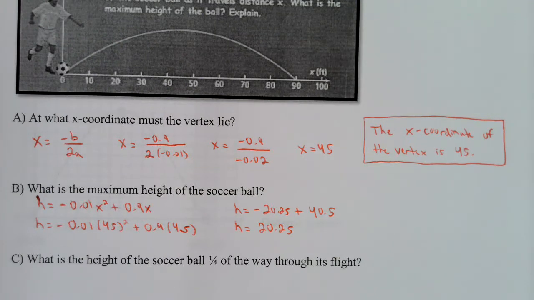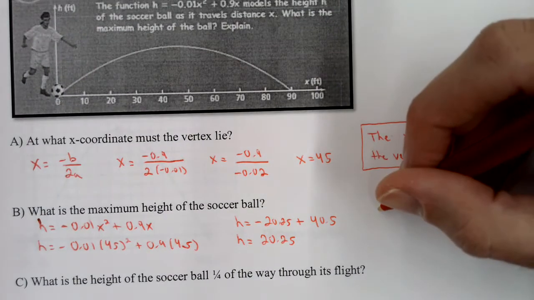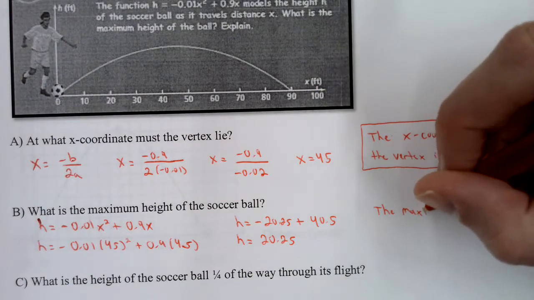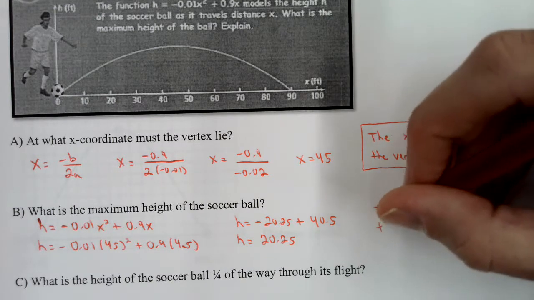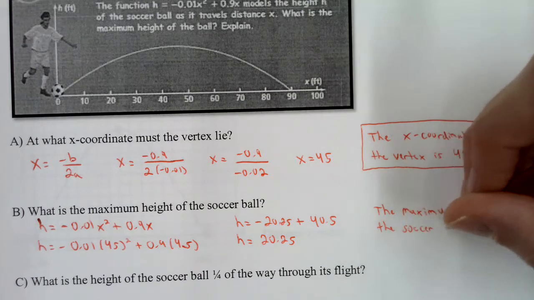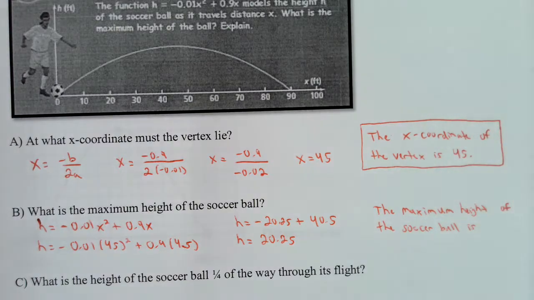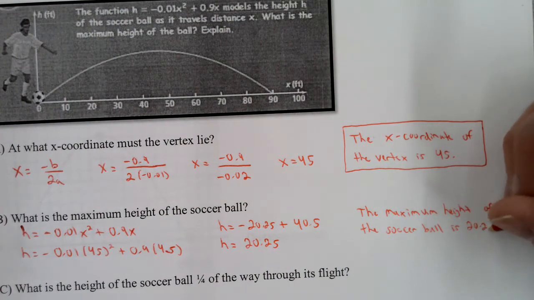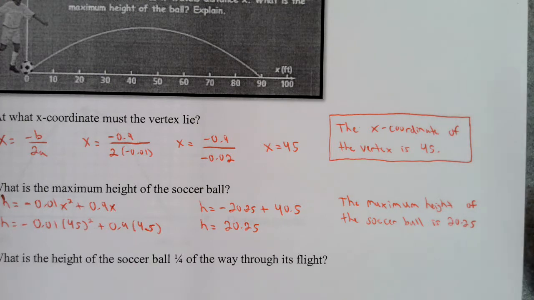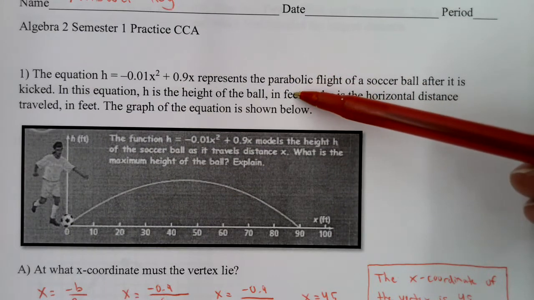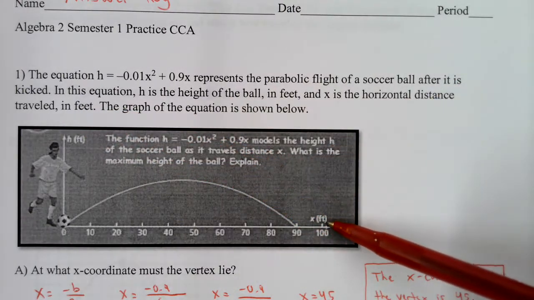So the maximum height of the soccer ball is 20.25. Put that in the sentence. The maximum height of the soccer ball is 20.25, and then put the units. It says above, feet. I don't know why I'm thinking yards. Feet.